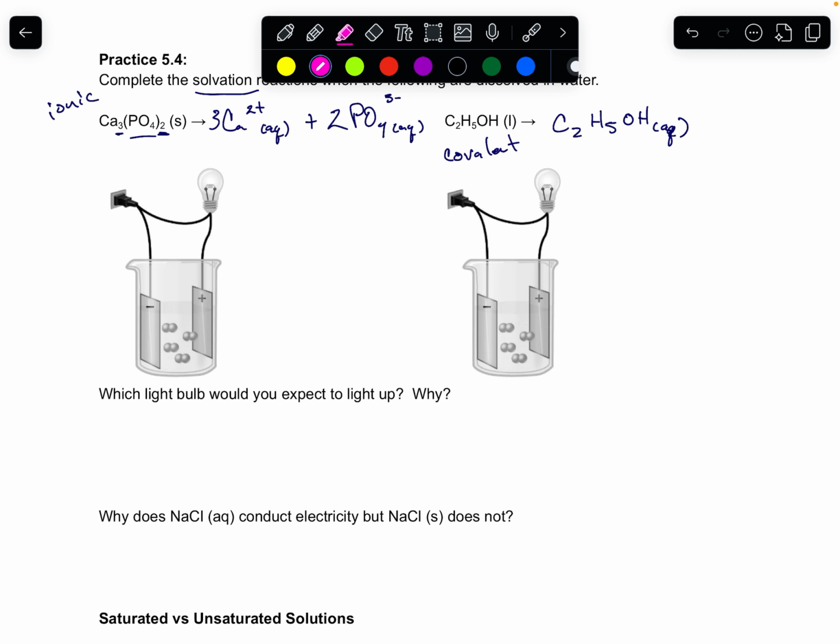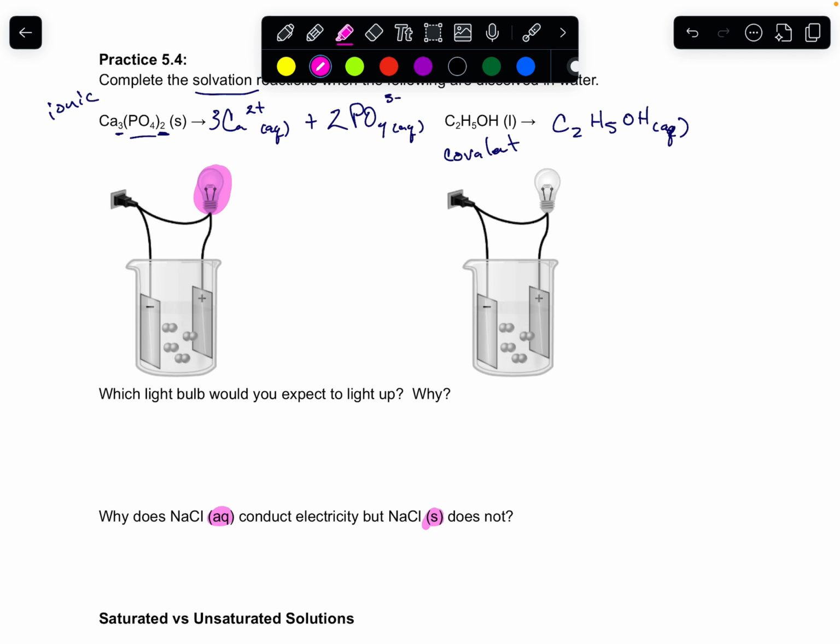So then looking at this, which bulb would we expect to light up? The one that has the ions is going to have charges that will carry electricity, so I would expect this one here to light up, because it has the ions.